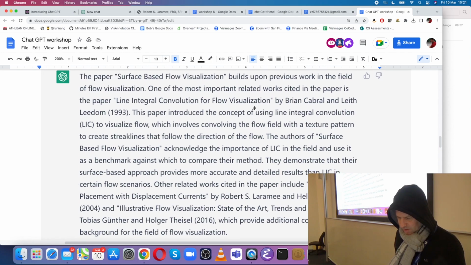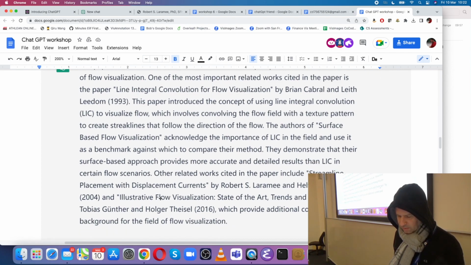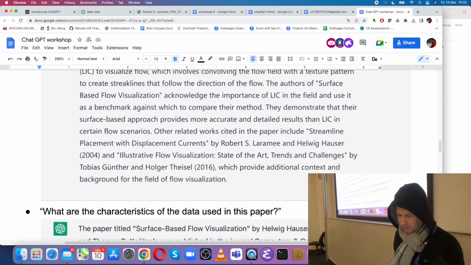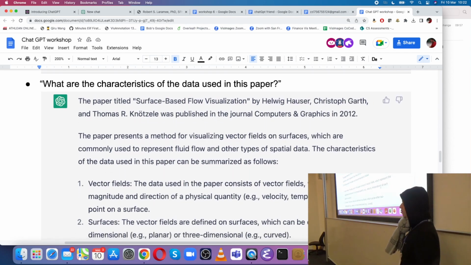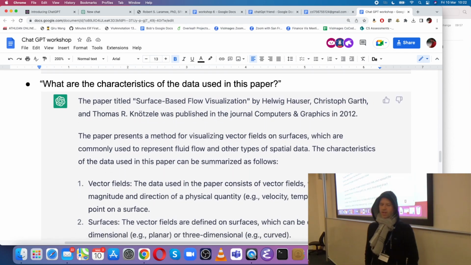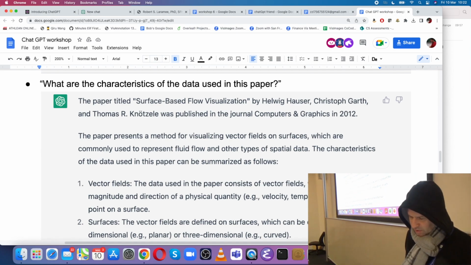This one is incorrect completely. There's no paper with that title at all. This paper does exist, I believe, but it's not the most important related work. So that's too bad. What are the characteristics? This question's not going to make sense for this paper because the paper doesn't use data in the way that we are thinking about for this coursework 1.